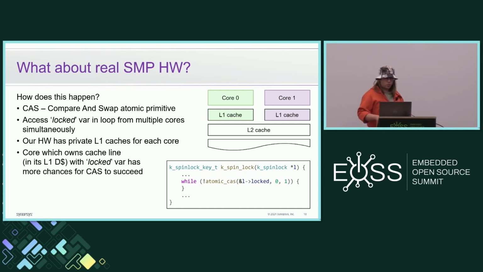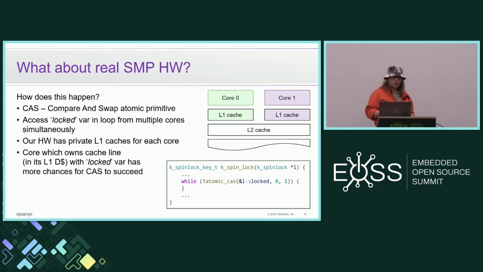So we access the locked variable in a loop. This locked variable was like the internals of the spinlock itself. And we do it from multiple cores simultaneously. And now we need to take a look at our hardware. In our processor, we have a private level 1 data cache. It's quite common to have it on multiple SoCs, so it's not something unusual.